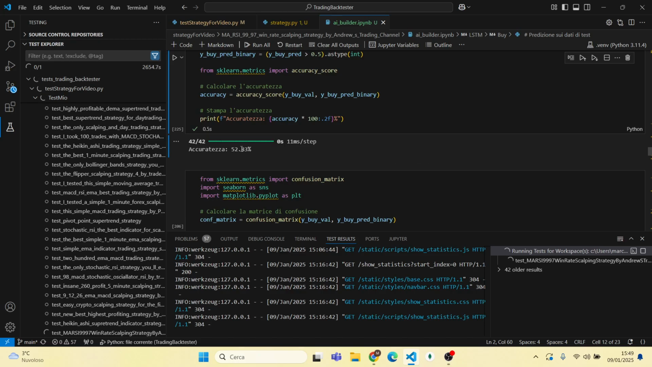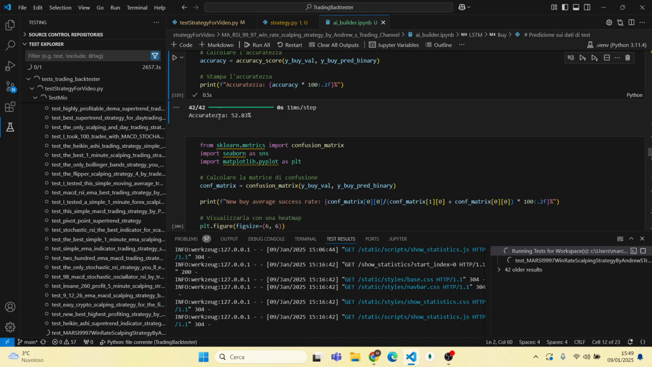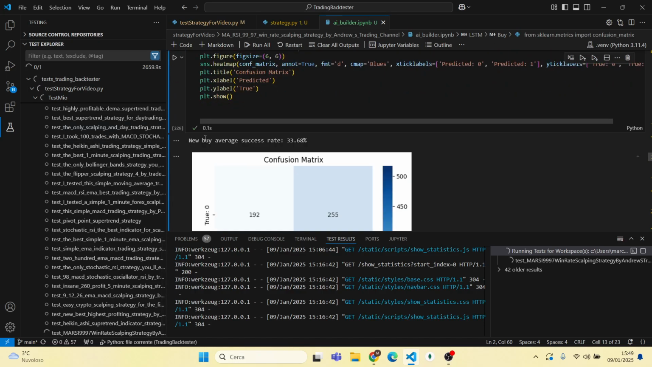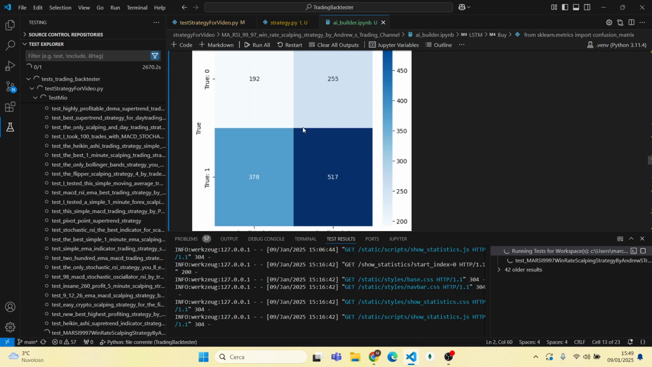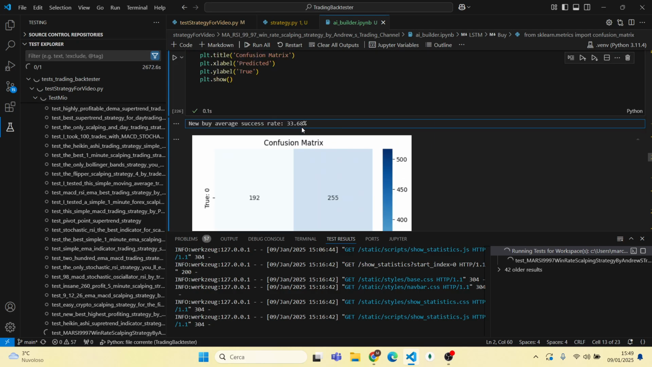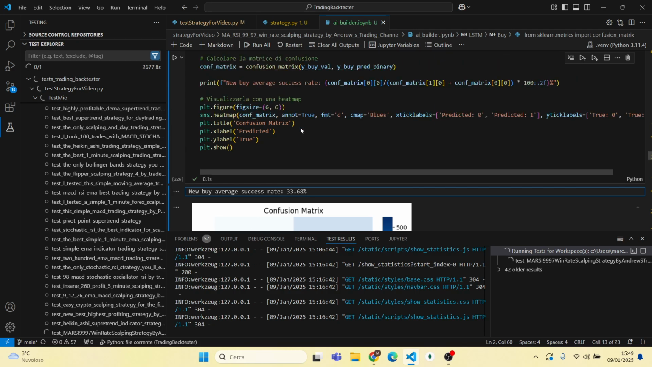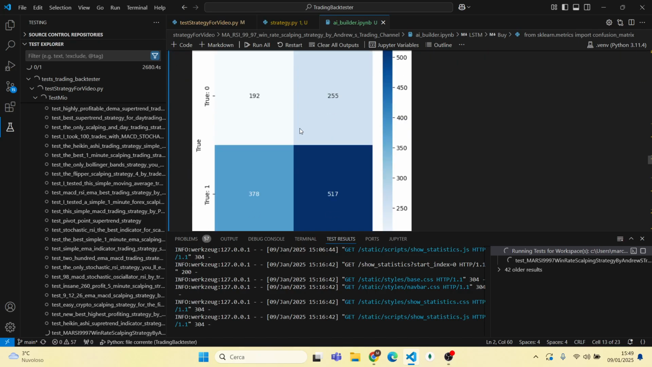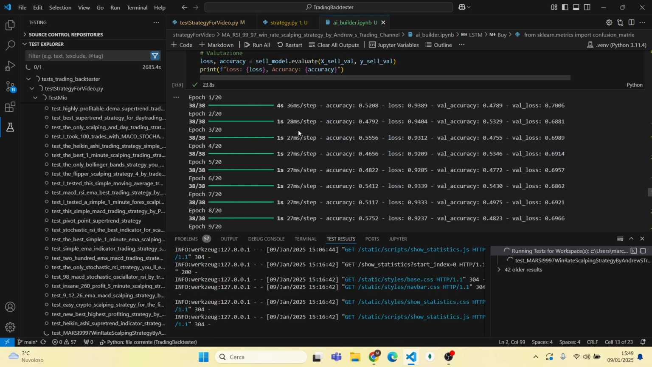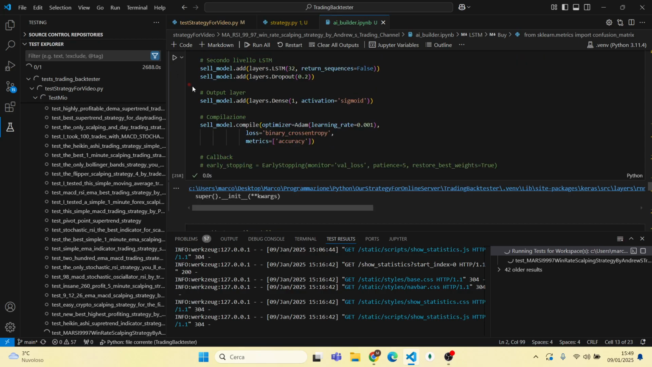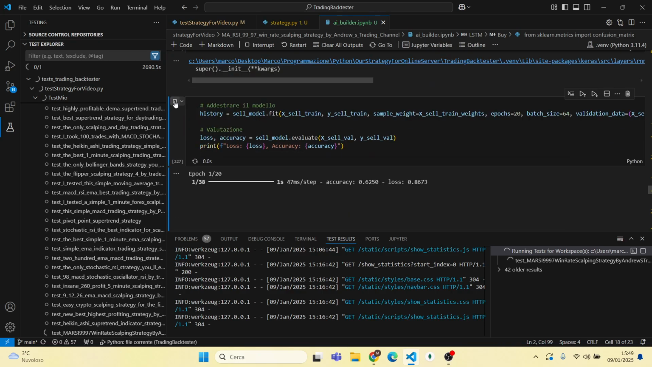As we can see, the accuracy on the validation dataset is not good, it's 52, so basically it's like it's trying to guess. And the average success rate was 33.68. So yeah, a good result because it was profitable and before was not. But surely it's not a good result. But let's try with the sell model if we can achieve better results. So let's run again the model and let's see how it performs.